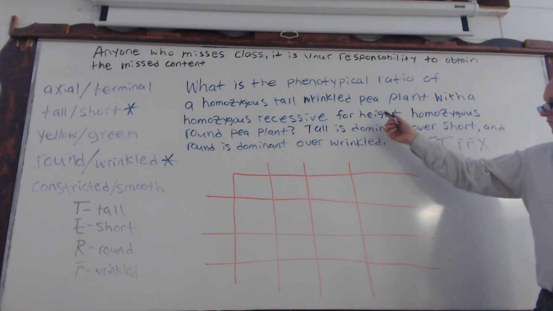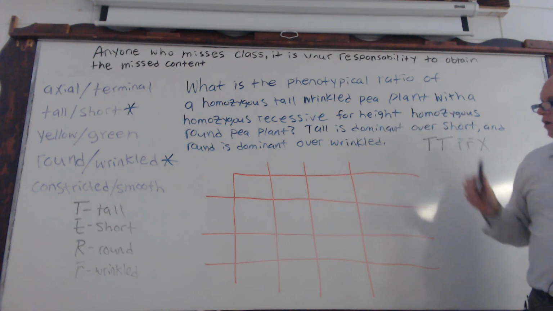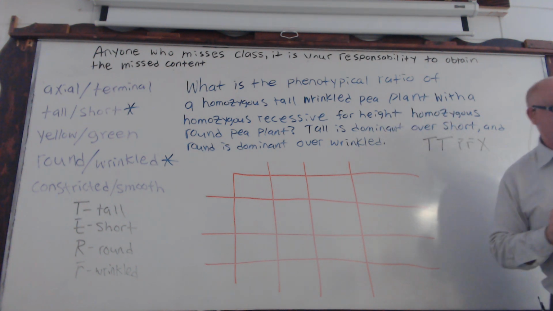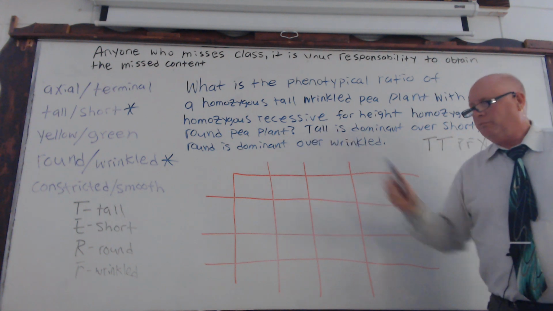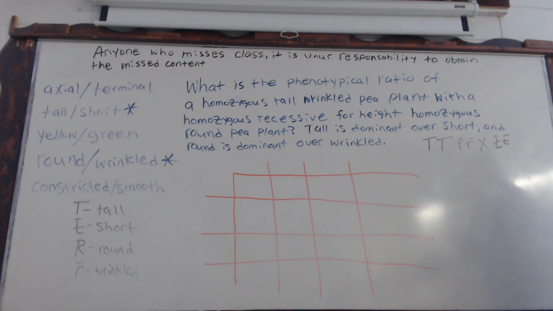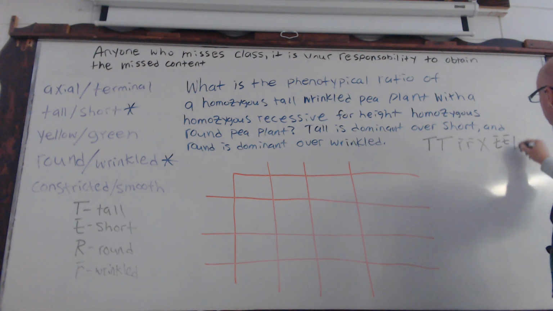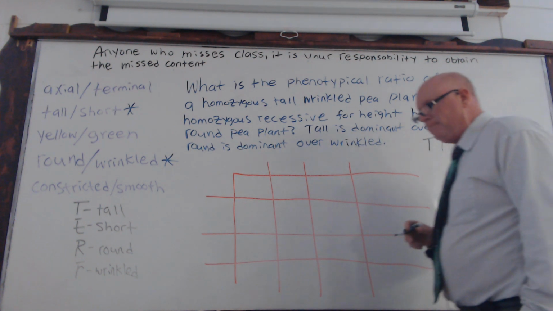Then the other parent is homozygous recessive for height. So what two alleles are those? Two little t's. And then it says homozygous round plant. What are our two alleles for that? Two capital R's. Okay?